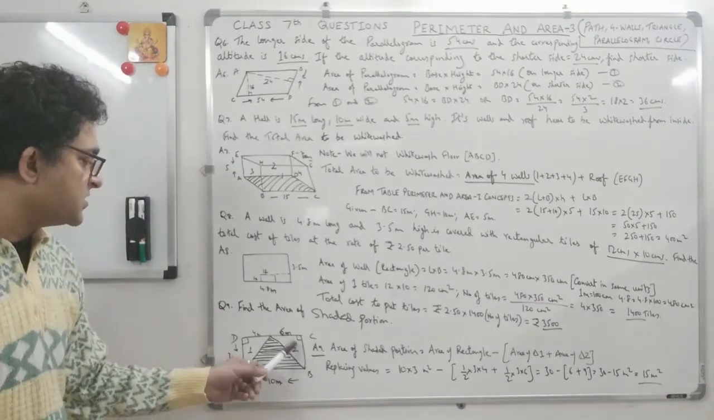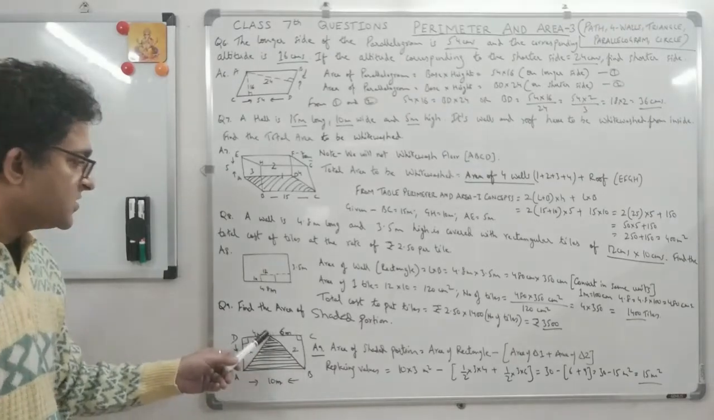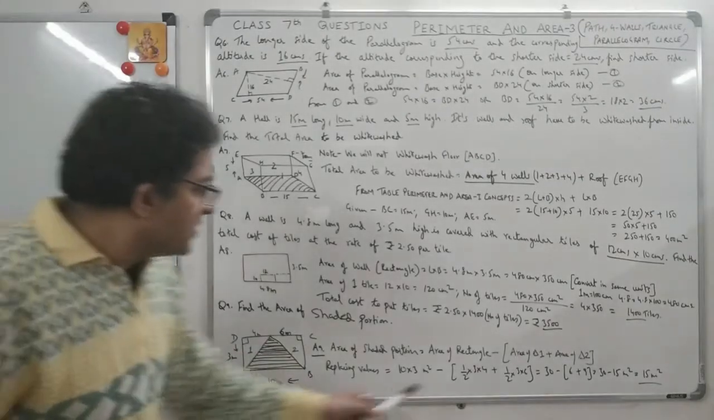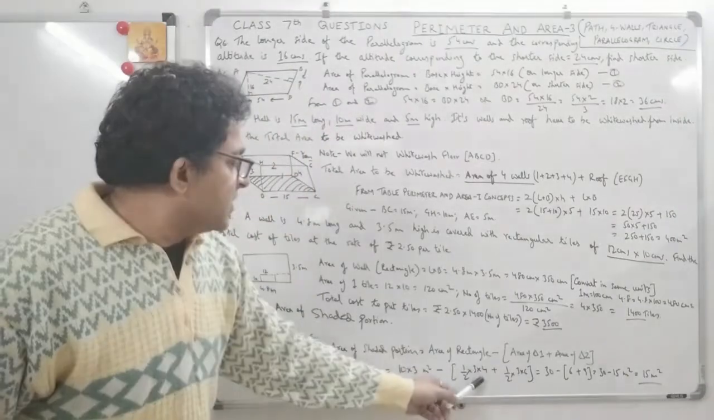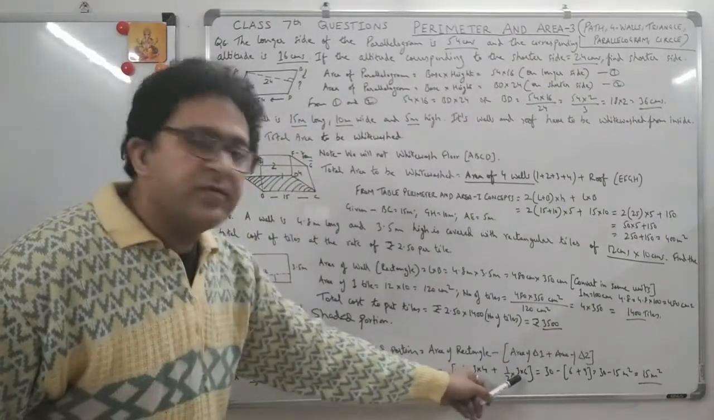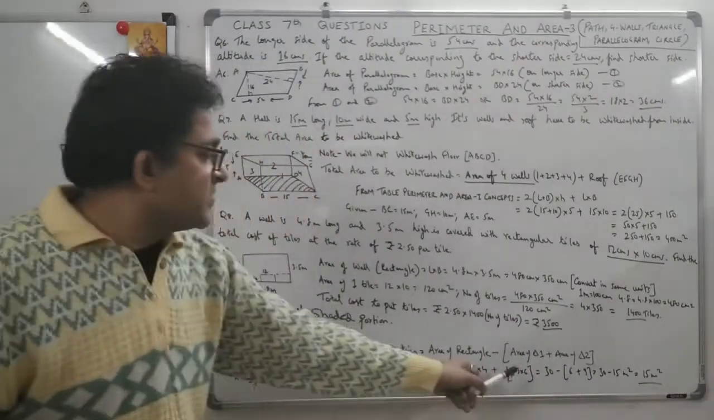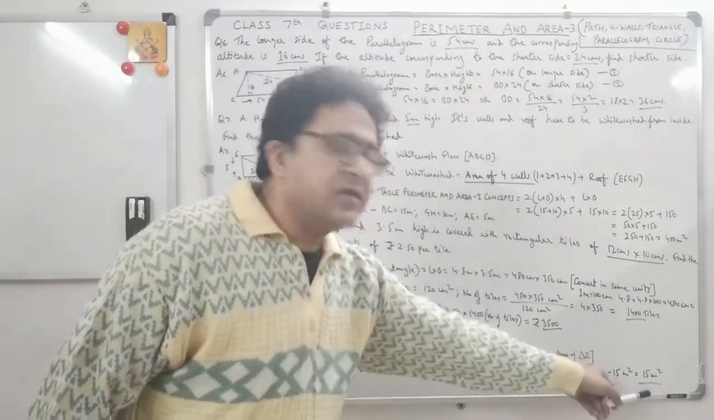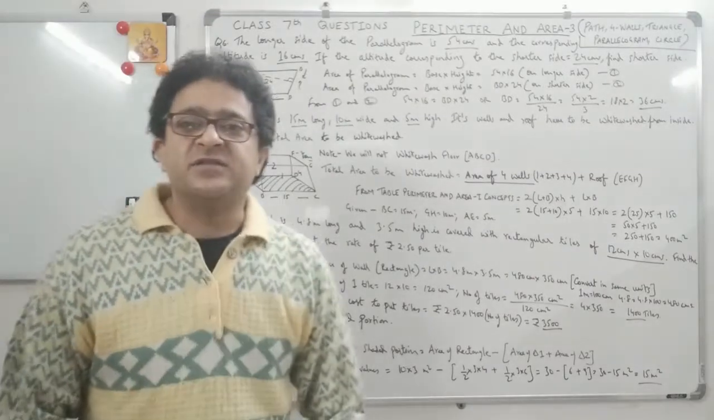Again base into height. This is the base and height is 6. What is the base? This is 3 again. This is 3 into 6. So this is 12 divided by 2, this is 6, and this is 18 divided by 2 is 9. So 6 plus 9 is 15. 30 minus 15 is equal to 15 meters square. Right? There are some more questions left and let's proceed further.